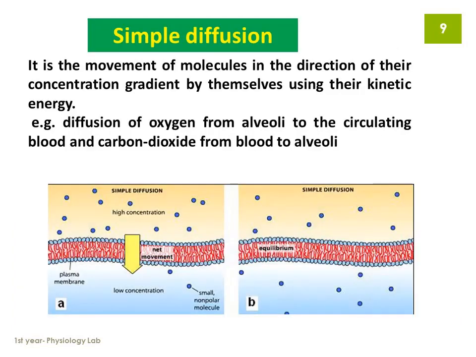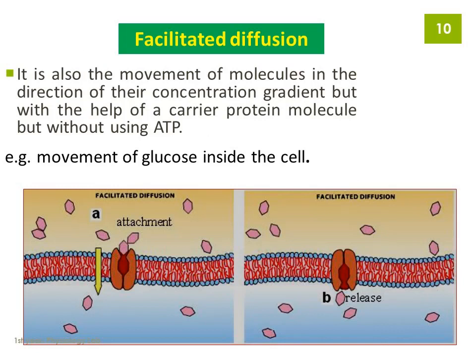Simple diffusion, as I told you, is the movement of molecules in the direction of their concentration gradient by themselves using their kinetic energy. Examples are diffusion of oxygen from alveoli to the circulating blood and carbon dioxide from blood to alveoli. Facilitated diffusion is also the movement of molecules in the direction of their concentration gradient, but with the help of a carrier protein molecule. The best example is the movement of glucose.